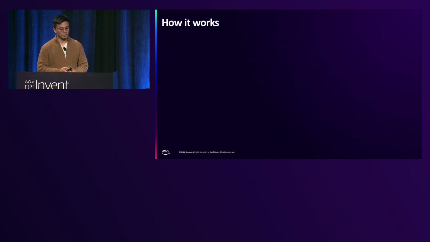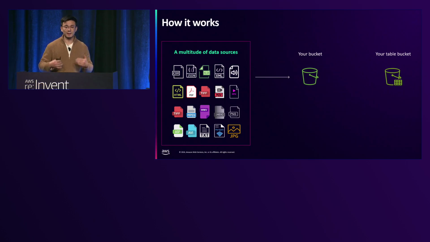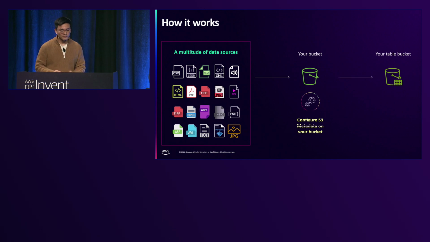Here's how it works, to make it a little more concrete. Let's say you have a bucket that you're ingesting a bunch of data into, data of all kinds: CSV, images, video, audio. The first thing you do, if you haven't already, is create a table bucket. This table bucket is where you will host the metadata table. The second thing you do is configure this metadata as a bucket-level property on the source bucket where you're hosting all these objects.